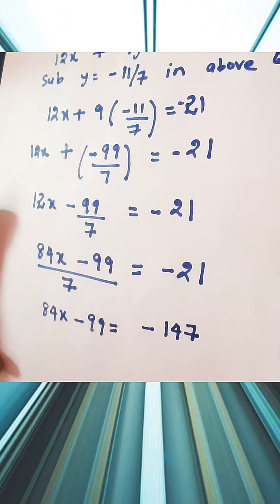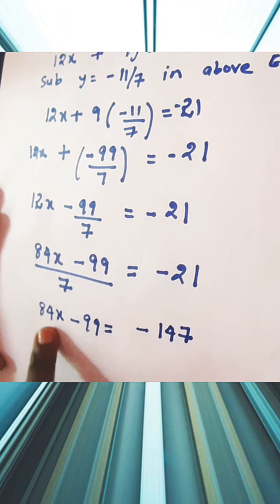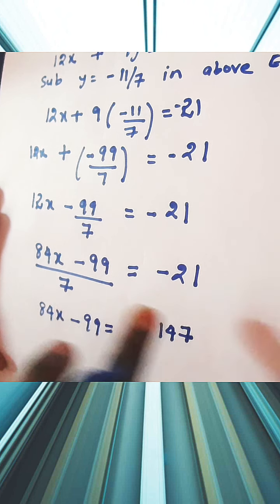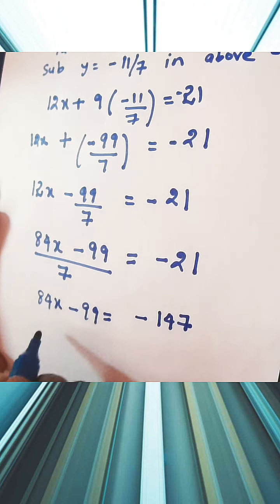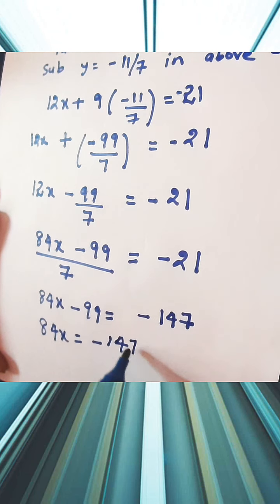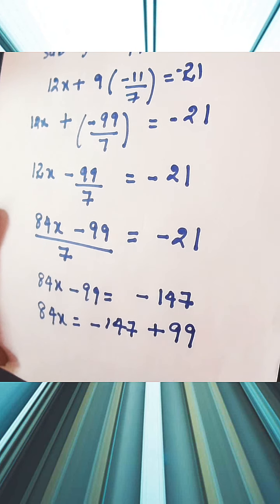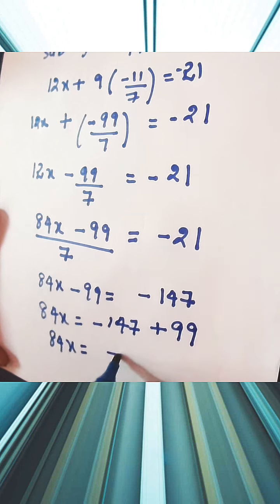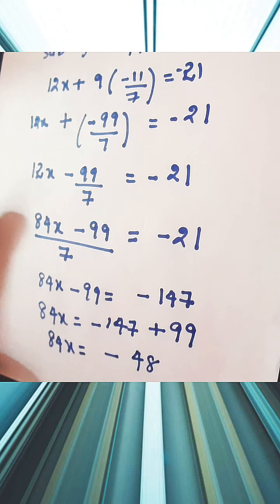Only like terms you can add or subtract. Can I add these two? No, we cannot, because here you have the x variable and this is a constant term. I can bring this negative 99 to the right hand side. It will become positive. 84x is equal to minus 147 plus 99. What will be the value? Check in your calculator. It is negative 48.